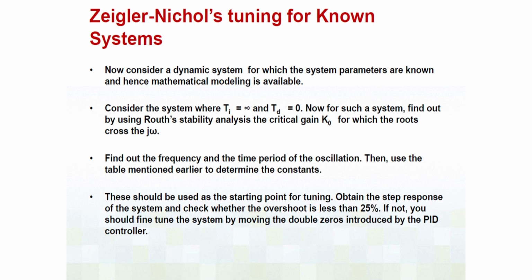Well, that is for an unknown system. If the Ziegler-Nichols rule is to be applied to a known system, then I already know when it will become unstable, because I can carry out a root stability analysis and find out the critical gain K0. Then I can use a similar strategy in order to tune the system. So, that is the way we can do it.